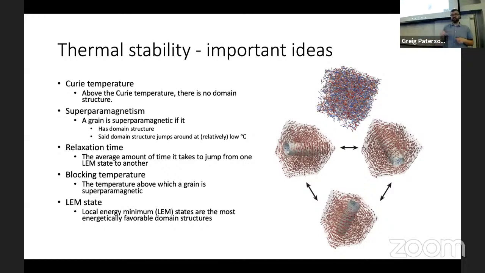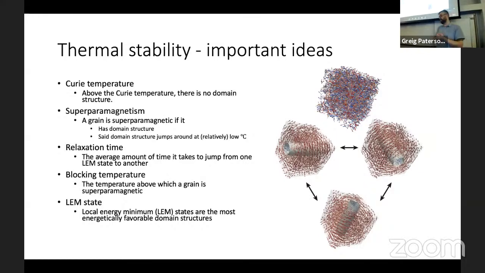Below that is the relaxation time, which is the amount of time it takes for one of these domain states to flip from one particular domain state to another. And the blocking temperature is a special temperature at which the relaxation time is long enough for us to say that the grain now holds a coherent signal.